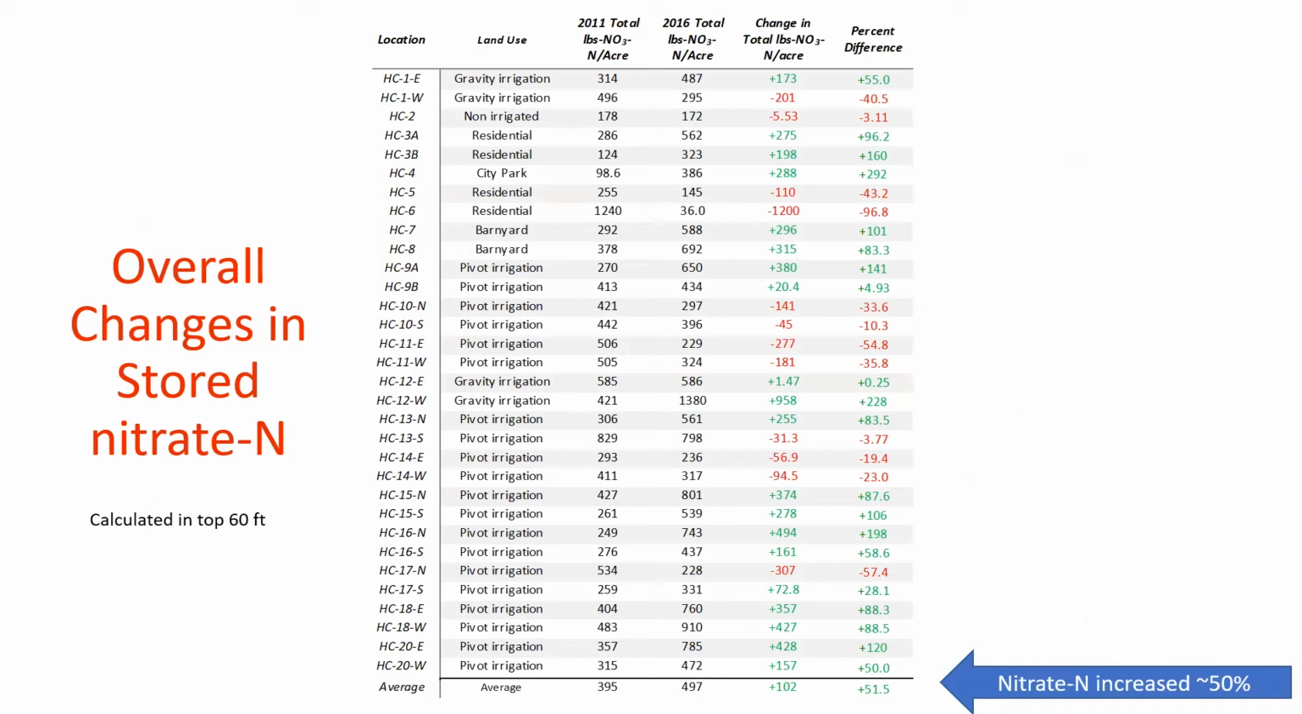The red lines show locations where we had a decrease, and the green text shows where we had an increase in the amount of nitrate-nitrogen that was stored. This is comparing 2011 to 2016 profiles and calculated in the top 60 feet.